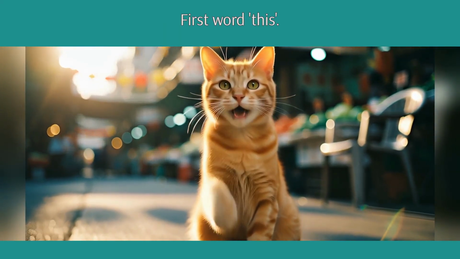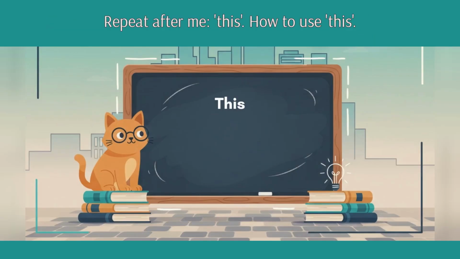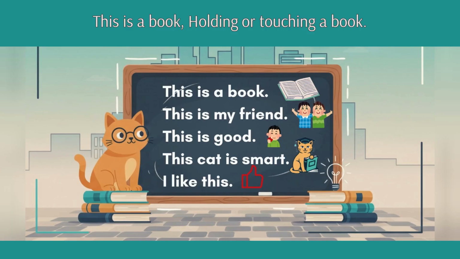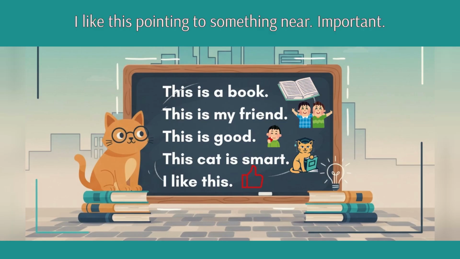First word, this. Use this for one thing that is near you, close, right here. Repeat after me, this. How to use this? This is a book. Holding or touching a book. This is my friend. Person next to you. This is good. Something you are eating, holding. This cat is smart. That is me. I like this.